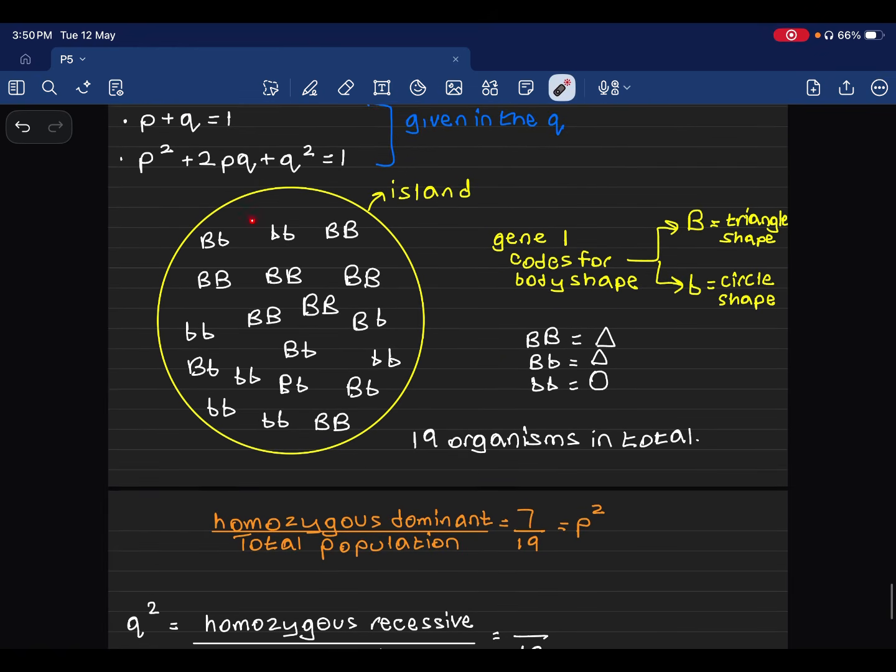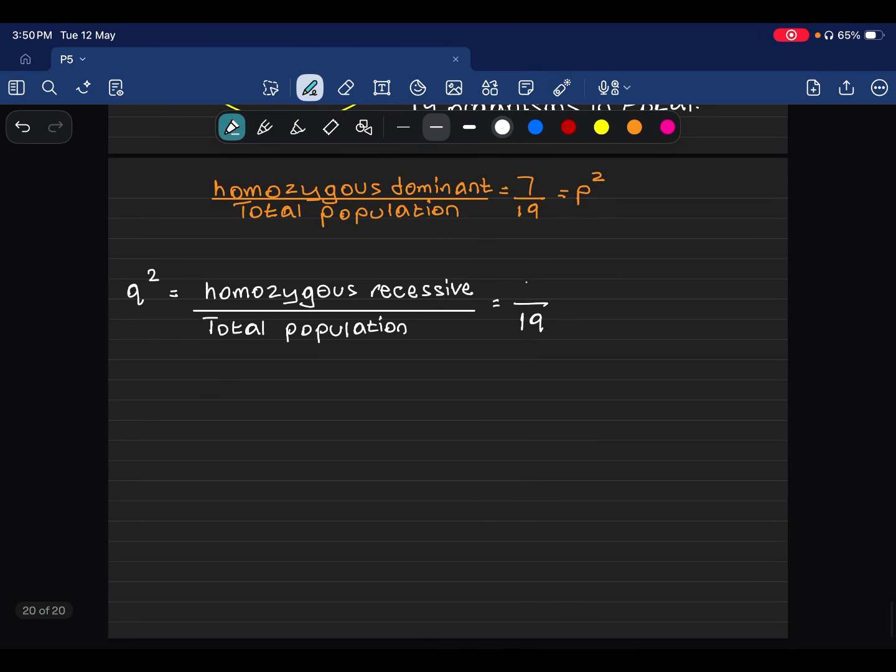So we have one, then two. We just drew a bunch here. So three, four, five, six. Have we circled all of those? Let's double check. Yes, we have. So 1, 2, 3, 4, 5, 6. Six out of 19 are recessive. So q squared is 6 divided by 19.